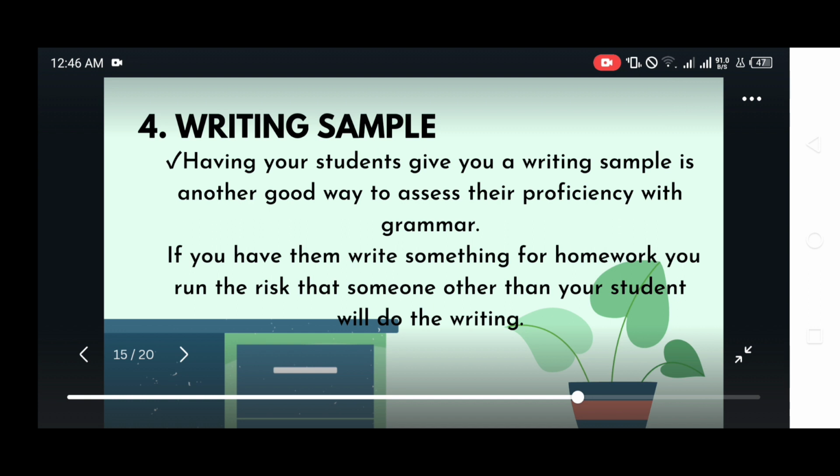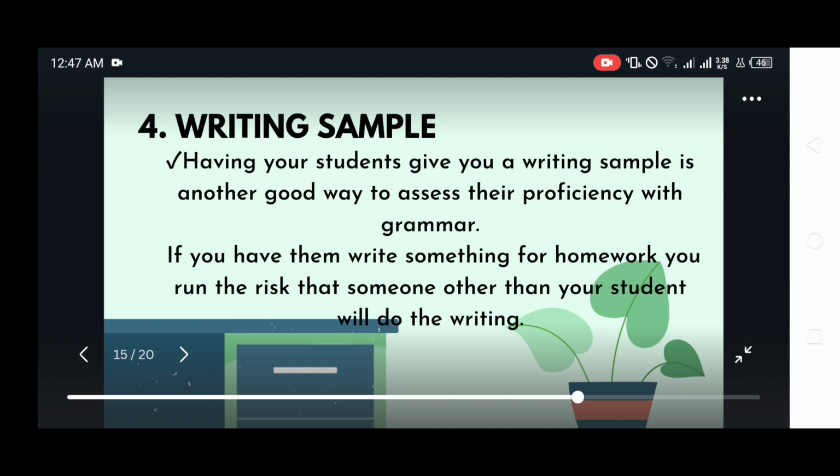The fourth one is the writing sample. A writing sample is another good way to assess their proficiency with grammar. Often friends or native speakers will correct the non-native speaker's writing with the intention of helping, but this will not give you an accurate picture of the student's ability.